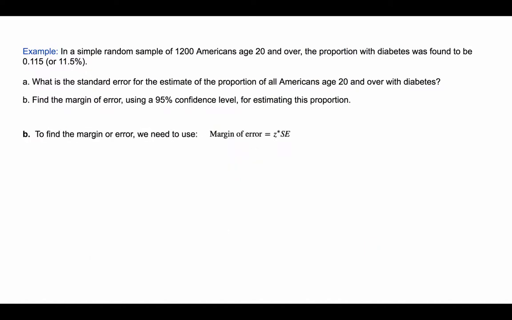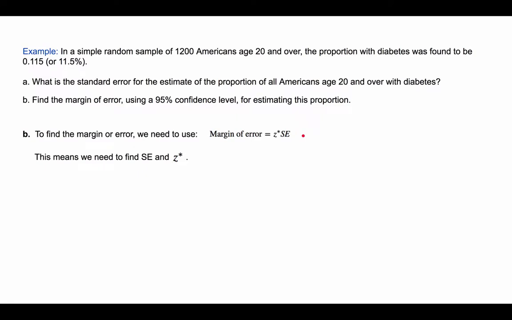Okay. So part B, we're going to find the margin of error. So the margin of error is given by this formula here, z star times standard error. Now, we can use p to find standard error if we have p. In this problem, we don't know what p is. So instead of using standard error with p, we use standard error estimate like what we found in part A.